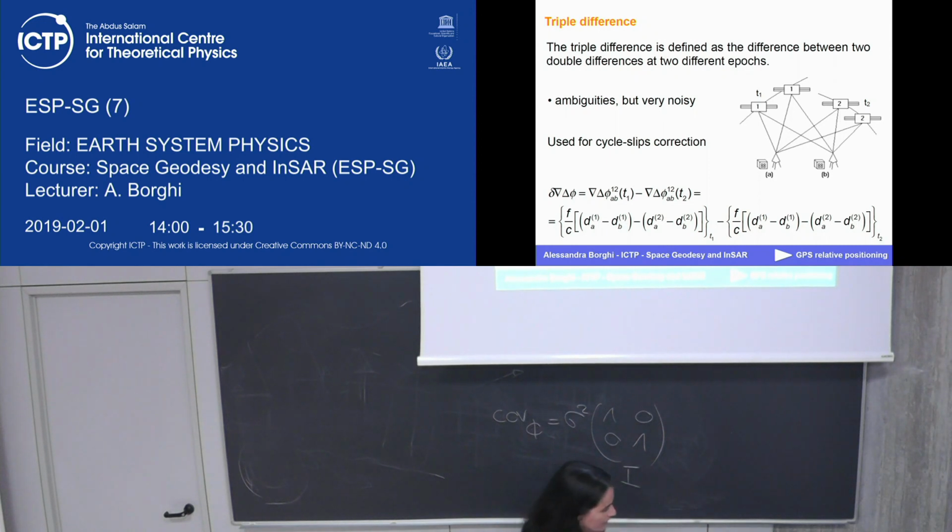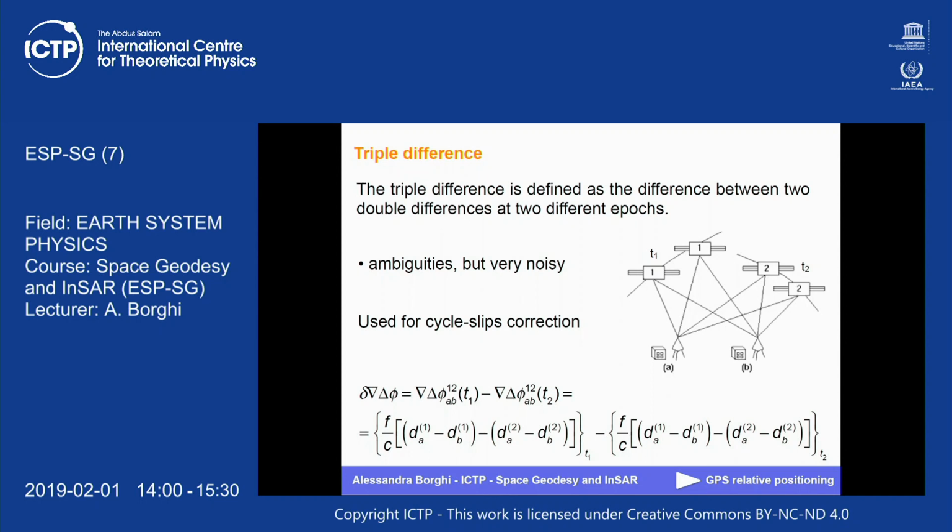The triple differences, as you can see from the slide, are the differences between two double differences, but at different times, epoch 1 and epoch 2. So A and B are observing satellite 1 and satellite 2, and we mix observations at different times. In this case, of course, we are going to remove the ambiguity, because we know the ambiguities are constant values due to the first distance between satellite and receiver.